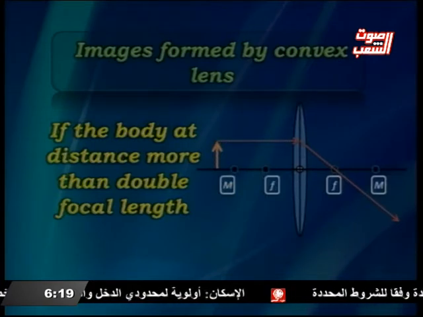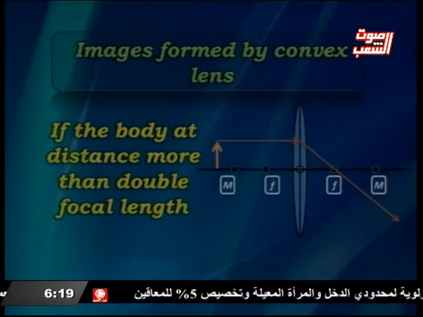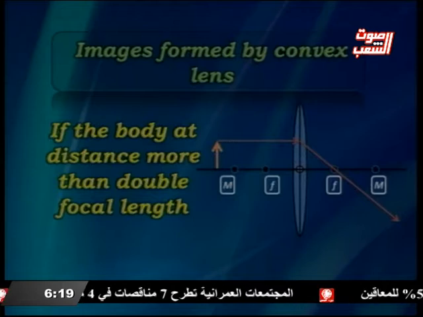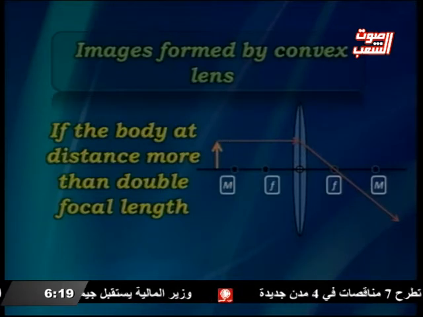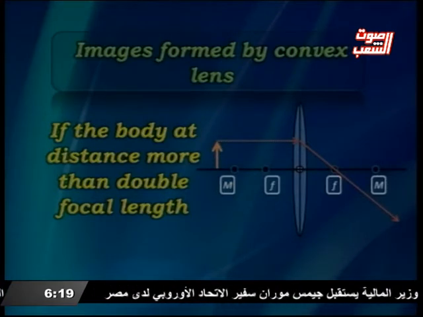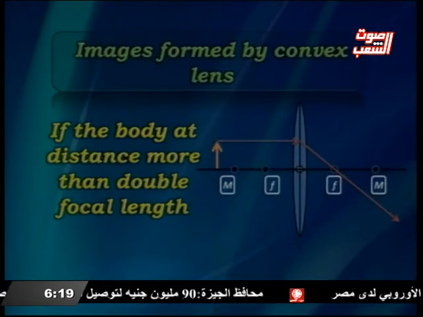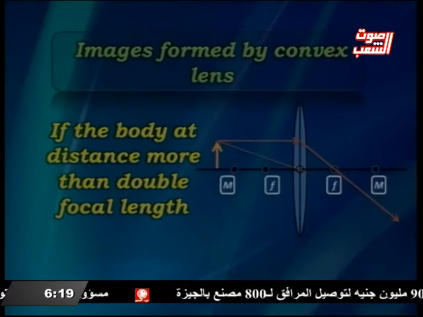And the second light ray, like the mirrors, we have two light rays passing from the head of this arrow. So the second one passes on what? Passing on M? No. Passing on the focus? No, no, no. But what? What is the path of the second light ray?